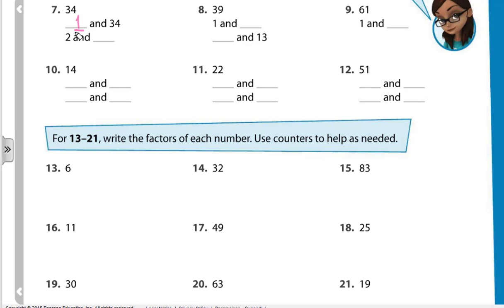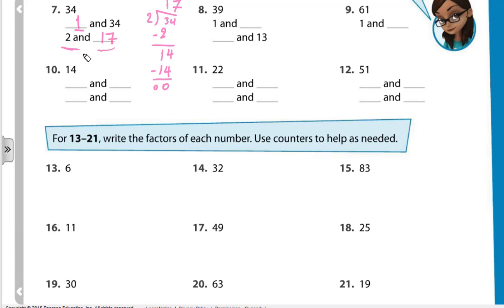Okay. And now we need 2 and what number to do this? We can divide 34 by 2. Anyways, you can do it using the division algorithm. 34 divided by 2. 3 divided by 2 is 1. 1 times 2 is 2. Subtract. You will get the remainder 1. Drop the next digit. It will be 14. 14 divided by 2 equals 7. 7 multiplied by 2 equals 14. If you subtract, you will get the remainder 0. So the other number is 17. So 2 multiplied by 17 equals 34.